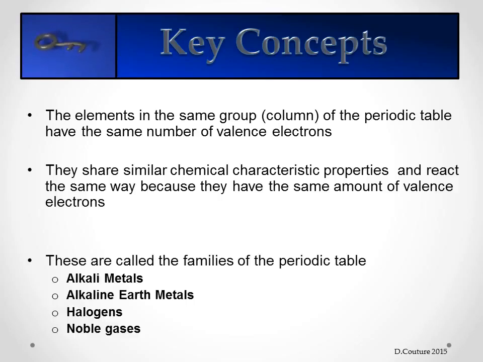We're going to be looking at 4 distinct families in the periodic table: the alkali metals, the alkaline earth metals, the halogens, and the noble or inert gases.